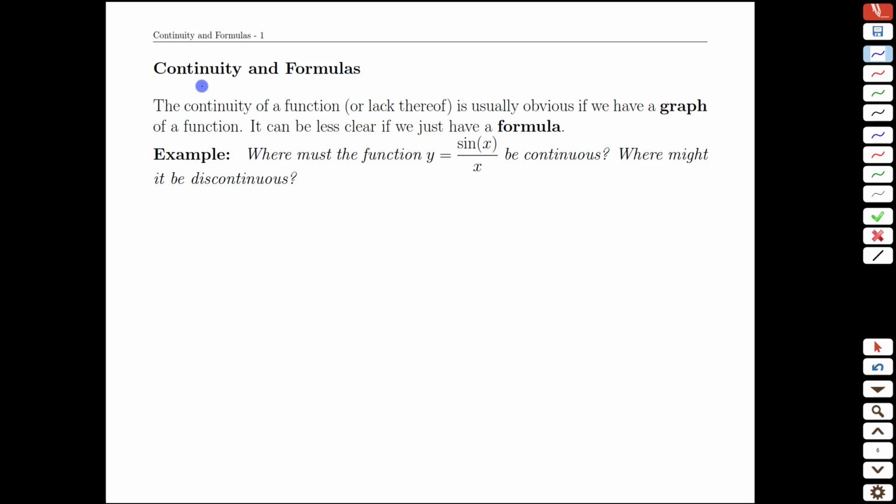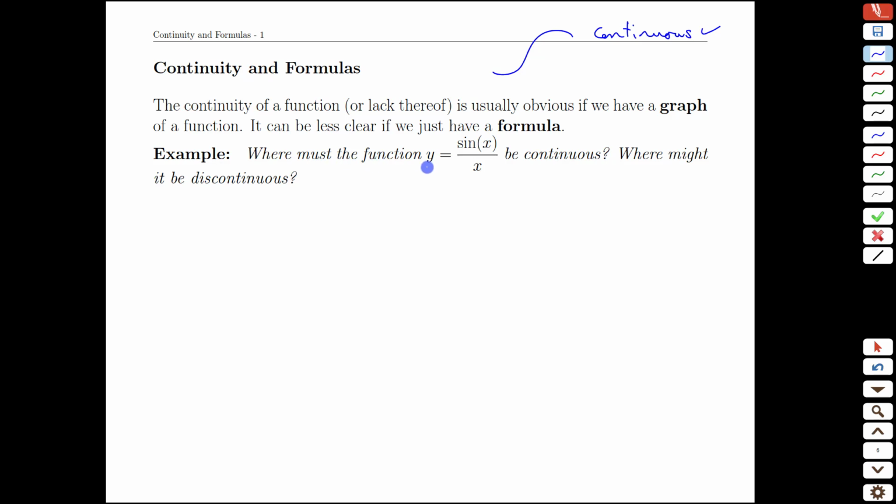When we talk about continuity, if we have a graph of the function, it's usually immediately obvious when there's a discontinuity or not. If we can draw it in one pen stroke, then we're good to go. That would be continuous. However, if we have a formula, then it's a lot more challenging to figure out just from the x's and y's in our expression whether we have a function that's continuous or not. So you have to be a little more thoughtful.